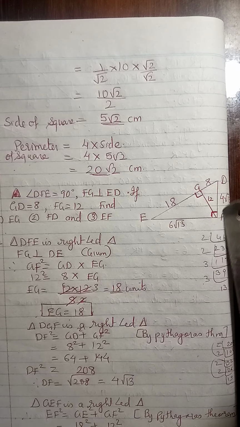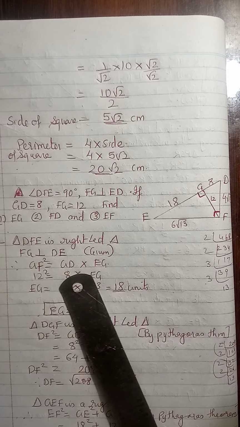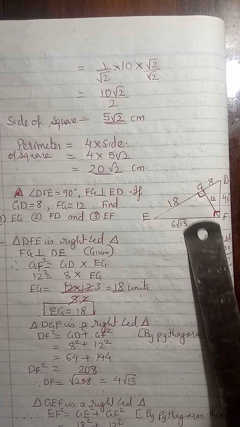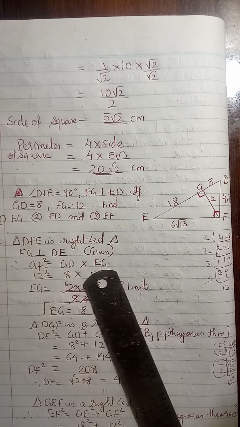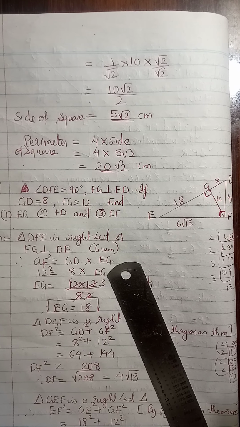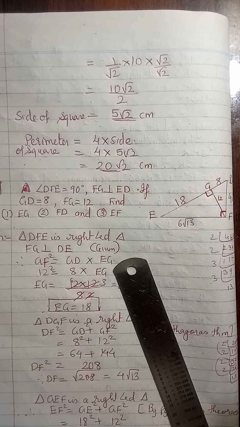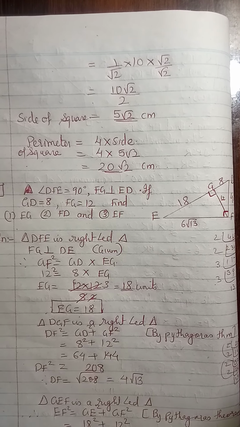So here triangle DFE is a right angled triangle and FG is perpendicular to DE. Therefore GF square equals DG into GE. Reason is what? Theorem of geometric mean. We have to write here theorem of geometric mean.